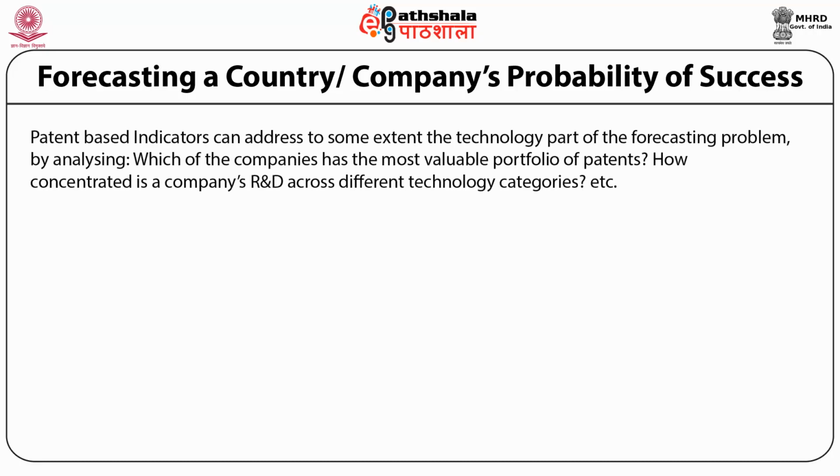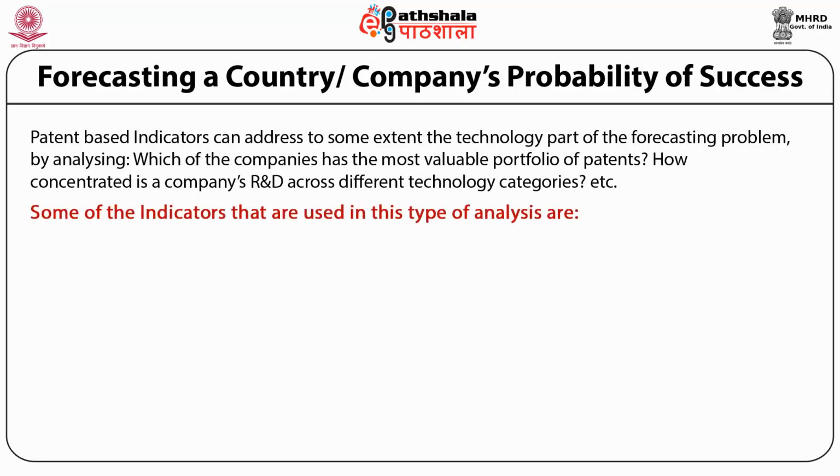Patent-based indicators can address to some extent the technology part of the forecasting problem by analyzing which of the companies has the most valuable portfolio of patents, how concentrated a company's R&D is across different technology categories, etc. A similar analysis can be done for research units and for a country at large.